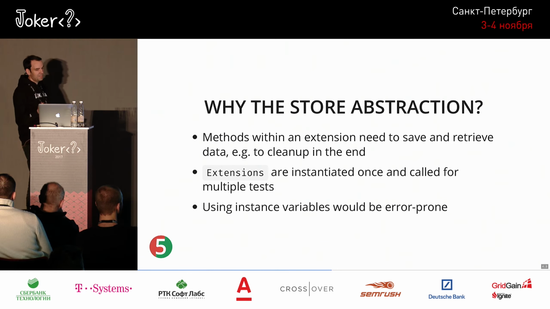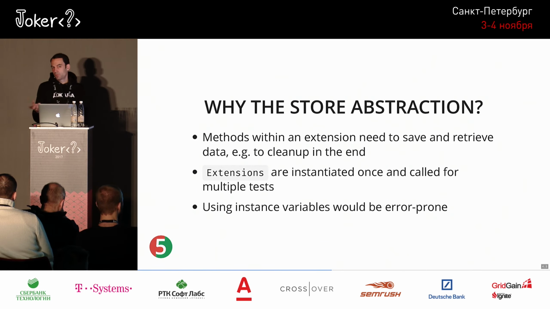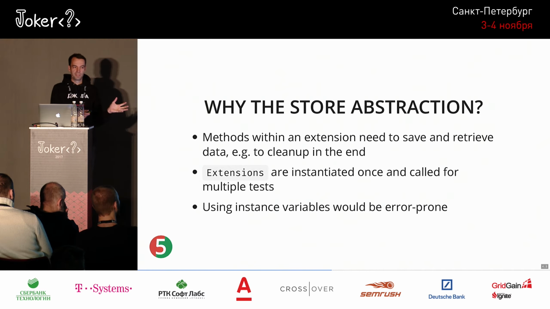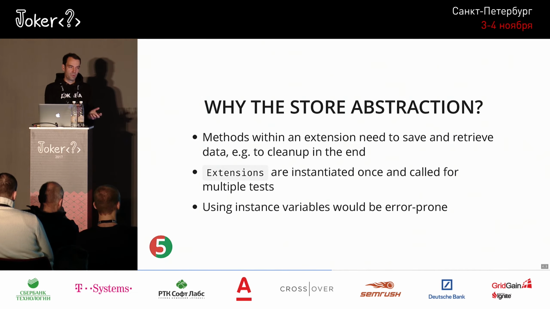So, as we've seen, methods within an extension need to save and retrieve data, for example, to clean up in the end, right? And extensions are instantiated once by JUnit. So if registered globally, it will only ever have one instance. Now, if each extension would have to find its own way to store data that belongs to a certain test, that would be error-prone at least, right? Think about, we might add execution in parallel in a future release and things like that, and then every extension would have to get it just right.